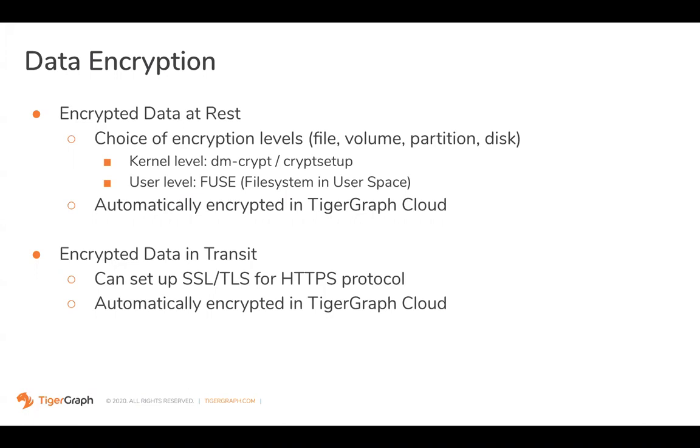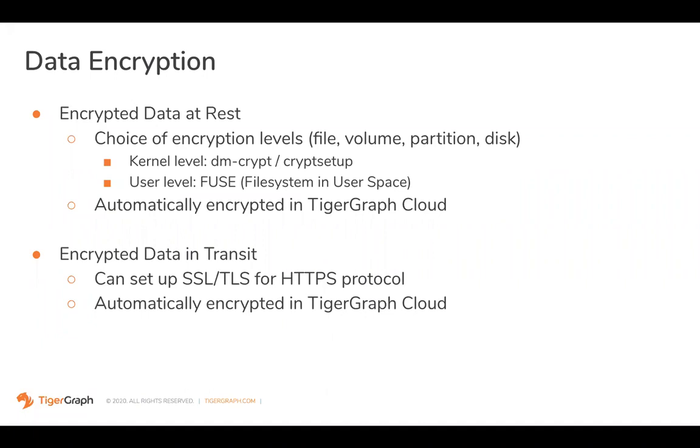For at rest, we give you a choice of several different encryption levels. It could be file level, volume, partition, or disk. And we give you a choice of techniques you can use. If you're doing kernel level encryption, where you need super user privilege on the machine, one of the most popular approaches is to use the built-in Linux utilities, dm-crypt and cryptsetup. If you don't have that option or don't want to do it at the super user kernel level, you can do it at the user level using FUSE. TigerGraph Cloud, by the way, is automatically encrypted, so it's nothing you have to do there.